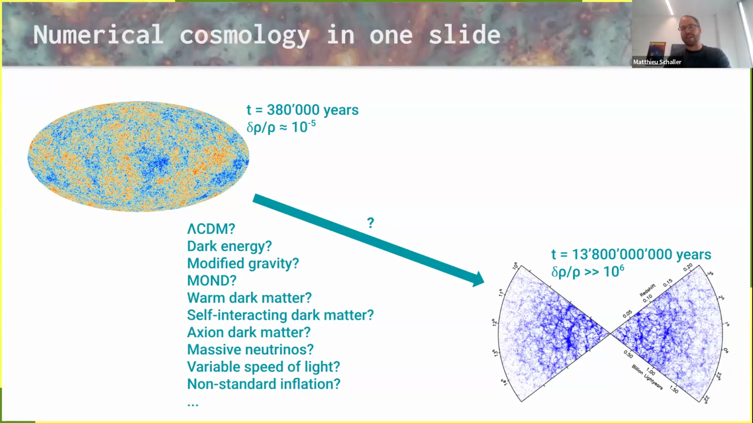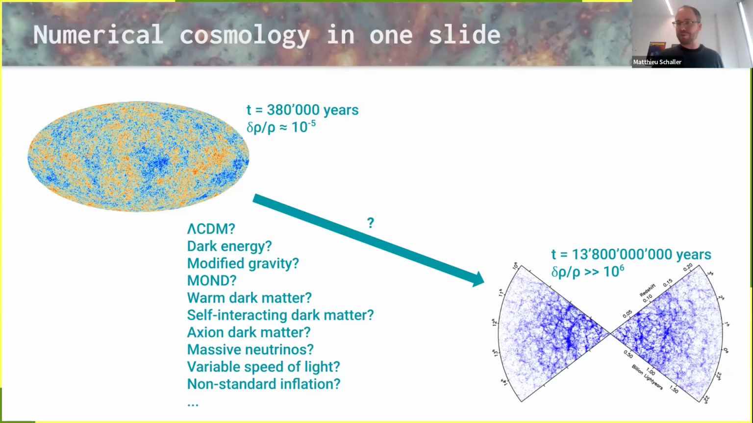And so the questions I'm interested in are, are we going from the top left to the bottom right with lambda CDM, the vanilla cosmological model that's been around for 25 years now, or should we invoke some dark energy or modify laws of gravity? Or is dark matter maybe warm, or does it have some interaction rates and so on? Are there massive neutrinos and all of these prospects?